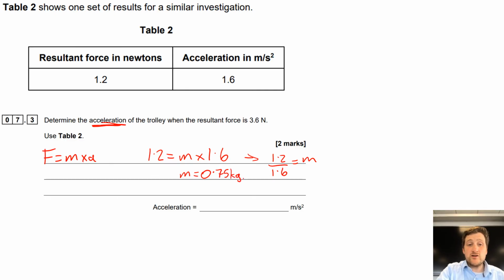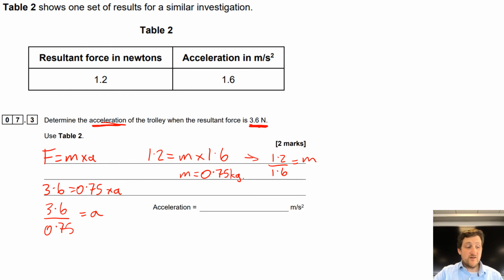That's not the answer, because they're looking for acceleration when the resultant force is 3.6. So we're going to have to put it back into our equation to then work out our acceleration. And again, we're going to rearrange to solve for acceleration this time, which is 3.6 divided by 0.75, and that equals an acceleration of 4.8. Now, we'd expect that to be large, because the resultant force is 1.2 and the acceleration is 1.6.